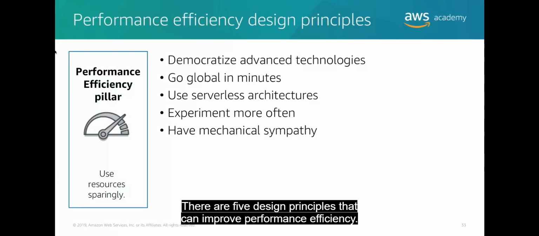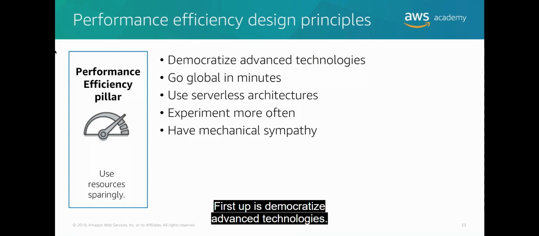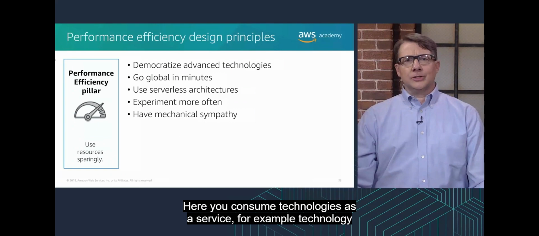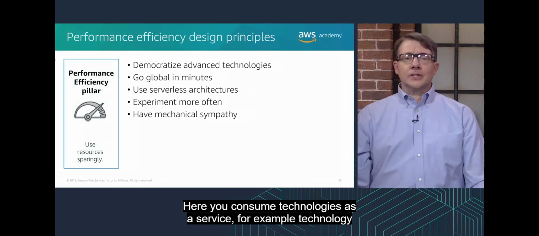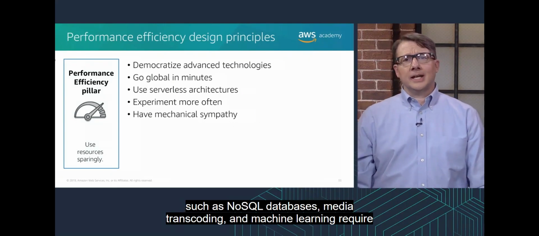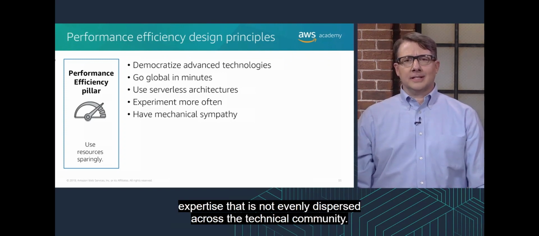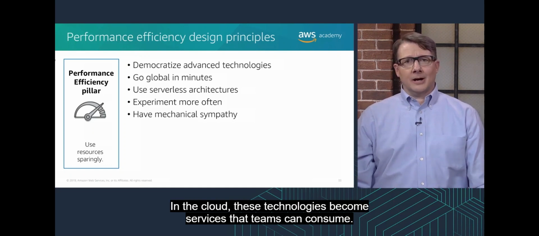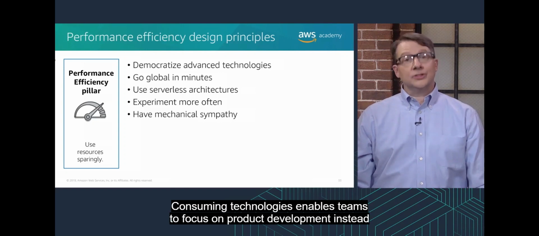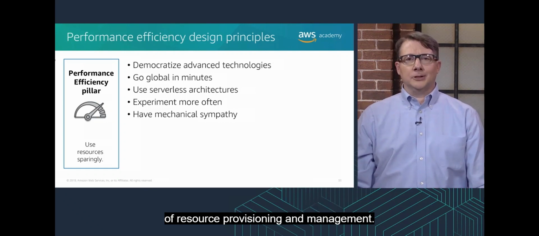There are 5 design principles that can improve performance efficiency. First up is democratize advanced technologies. Here you consume technologies as a service. For example, technologies such as NoSQL databases, media transcoding, and machine learning require expertise that is not evenly dispersed across the technical community. In the cloud, these technologies become services that teams can consume. Consuming technologies enables teams to focus on product development instead of resource provisioning and management.